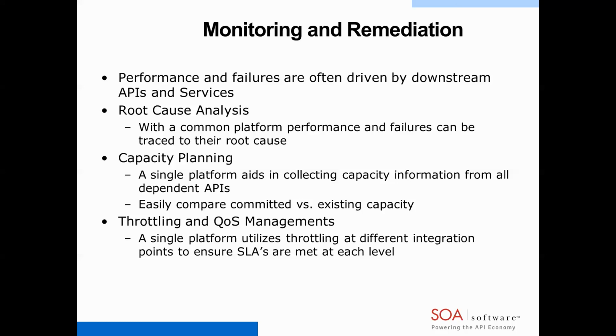If you think about root cause analysis, you need to figure out what back-end systems are failing that is causing your API to fail. If you think about capacity planning, you need to look at the capacity that's being driven by your API and how that affects all of your different back-end systems. If you're looking at throttling and quality of service management, you need to make sure that the SLAs you're putting into place, the actual commitments that you've made as an organization, can be supported by the back-end systems that you have in play.